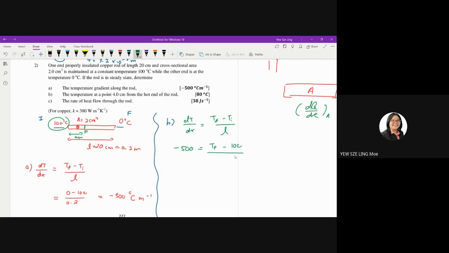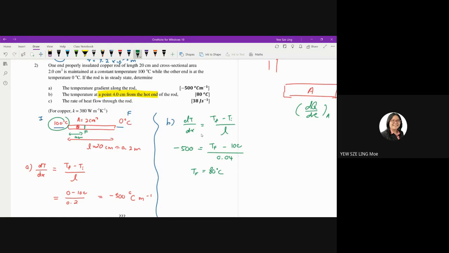The length is no longer 20 cm, it is just 4 cm, because the question tells you you are looking at a point that is 4 cm from the hot end. So L is now 4 cm, which is 0.04 meters. Rearrange the equation and eventually you will obtain T final is 80 degrees C. So the point 4 cm from the hot end has a temperature of 80 degrees C. At 20 cm you got 0 degrees C, at 4 cm you got 80 degrees C.